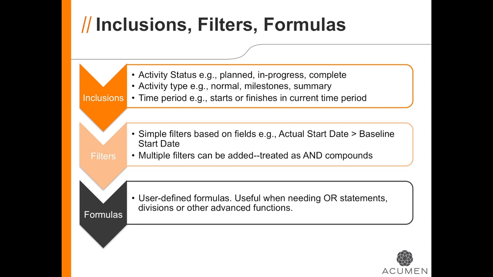The layers are inclusions, filters, and formulas. For inclusions, you select the status of eligible activities, the type, and whether to look at their start or their finish dates. Filters let you select any field in the file and compare that field either to a fixed value or to the value in any other field. Detailed formulas allow you to employ conditional logic and virtually any mathematical or text function into your formula.